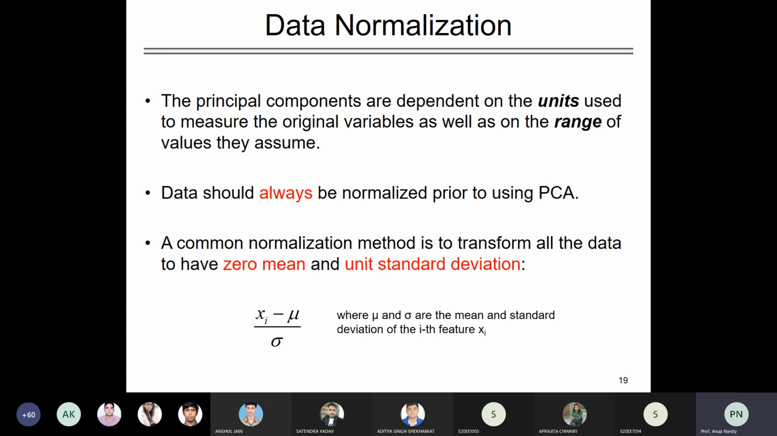Okay, because principal components are dependent on the units used to measure the original values as well as the range of the values. So for the range of the values and the units, it is always required that the data be normalized, and this is the normalization formula. Now you can write yi is equal to xi minus mu divided by sigma. You can compute this mu for all the x's, the ith observations, and you can also find out the sigma. Then for each observation, you are going to transform it into new data.